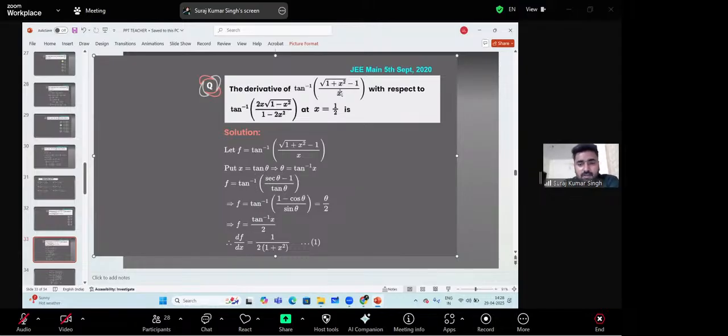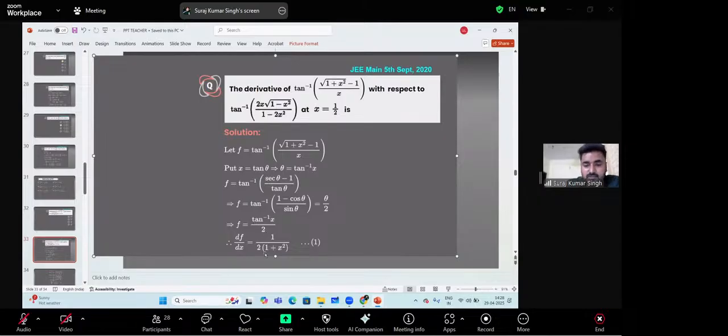Now I'm keeping the value of x as tan theta. That is coming what? Root over 1 plus tan square, that is sec square theta, root gives sec theta, minus 1, by tan theta. After solving this one, it is coming theta by 2. Now place the theta value, that is tan inverse x. So I got the value f equals tan inverse x by 2.